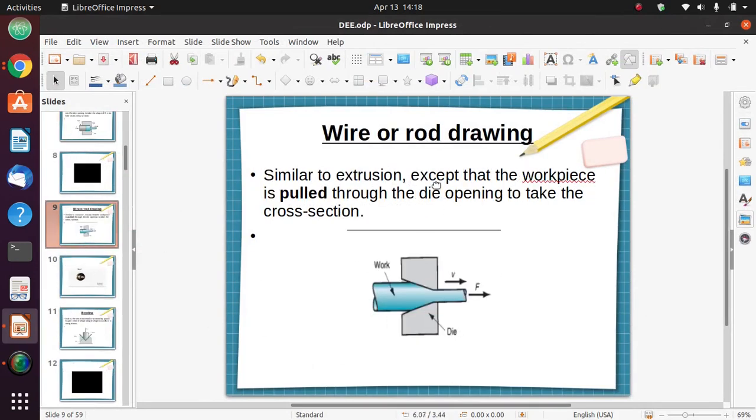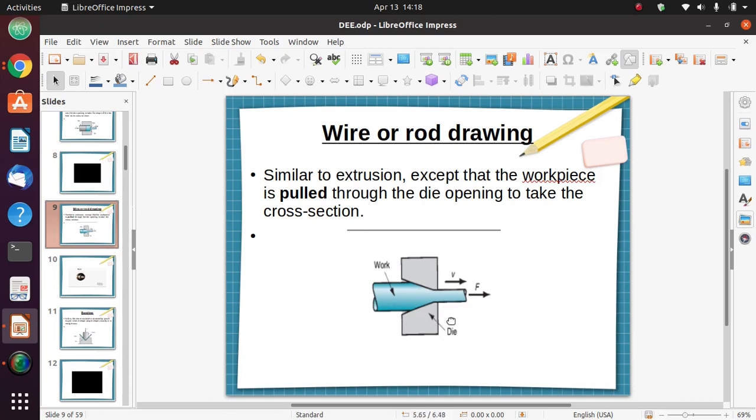Now, we have another process known as wire or rod drawing. It is the same as extrusion. The only difference is you're not pushing your workpiece, you are pulling it. You apply a force on the other side of the die and you pull your workpiece. This F represents the force, this V represents the velocity at which you are pulling your workpiece.